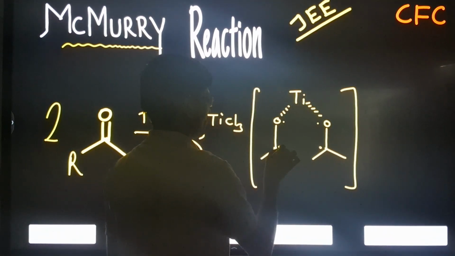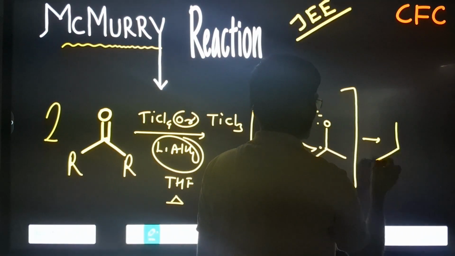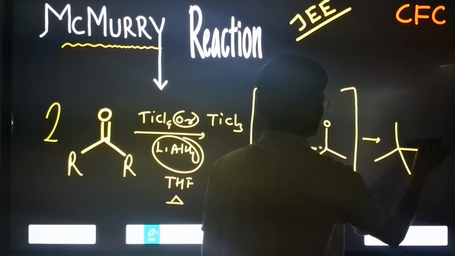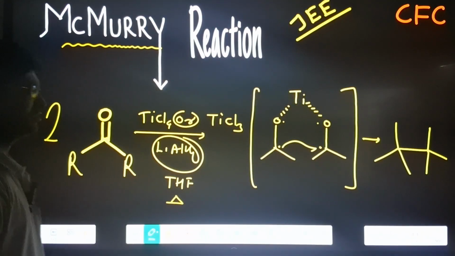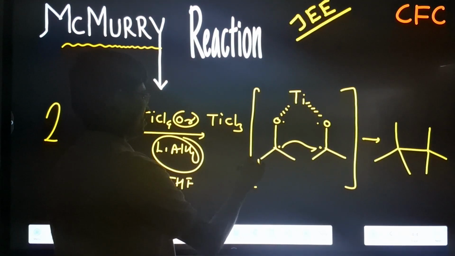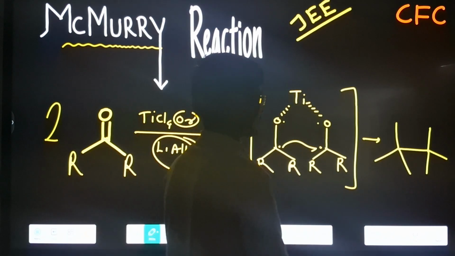A bond is formed between these two radicals, between carbon and carbon. This is a new sigma bond. Here this R group and here another R group, which we can take as a methyl group or any type of alkyl group.